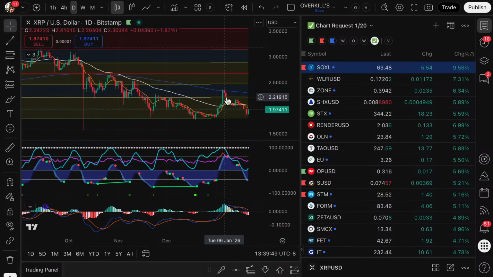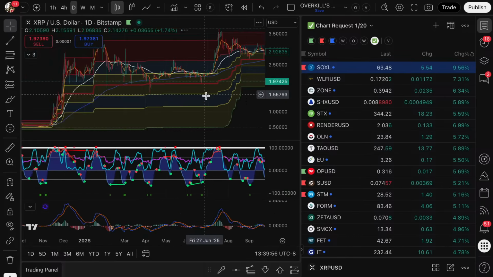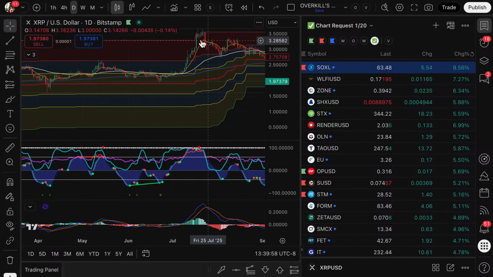Okay, we're at the bottom of the Fibonacci. It's a really good sign, right? Down here is where we want to buy on the Fib. We don't want to buy up here on the Fib. This is where the majority of people buy. They're buying in the red zone.